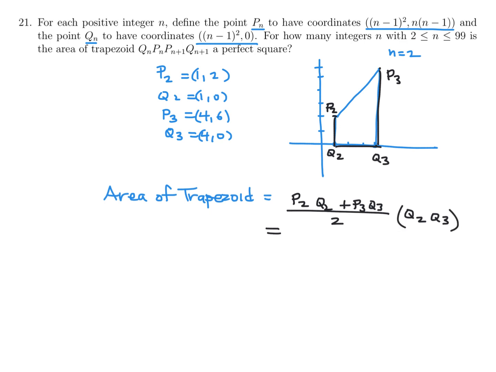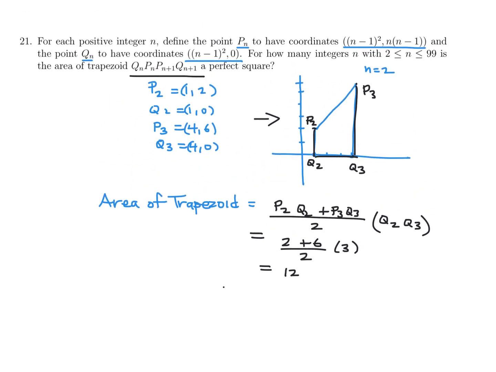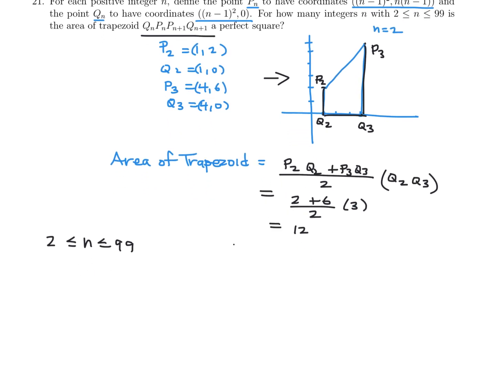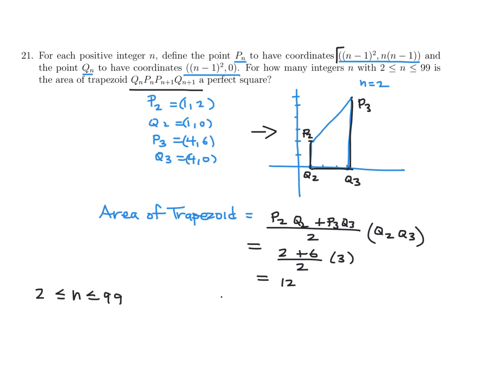So if you just do it on this guy up here, P2 to Q2 would be, I believe, 2. P3 to Q3 is 6. And then Q2 to Q3 is 3. So this looks like 4 times 3, which is 12. Now, of course, we have to do it for n's. So that is the challenge in this question. But I think it should be possible. And then there's some parameters, right? That n's got to be between 2 and 99.